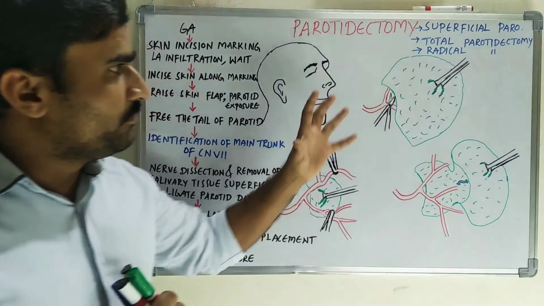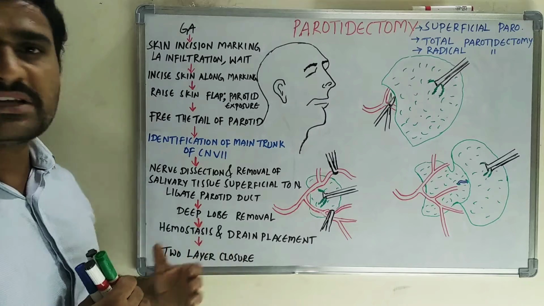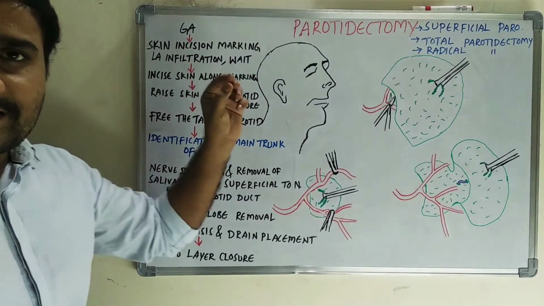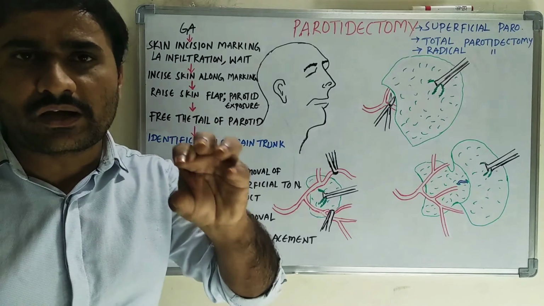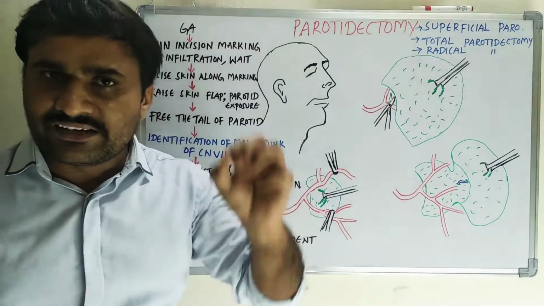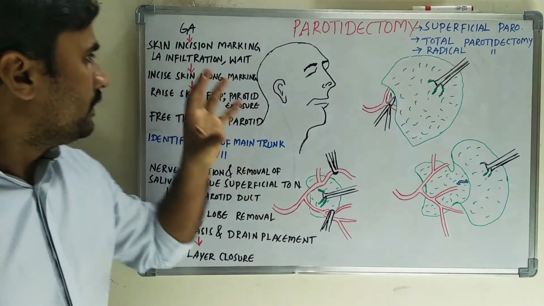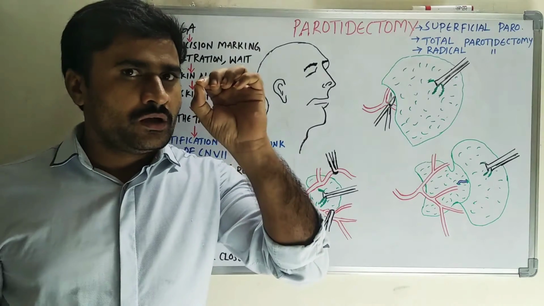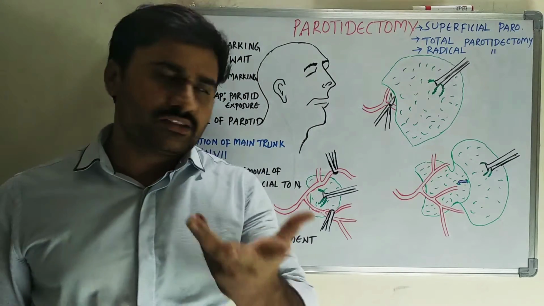Now we will discuss the step-by-step surgical procedure. This is the flowchart for it. You have to do it under general anesthesia, and after that, mark the skin incision and infiltrate local anesthesia for bleeding control. You have to infiltrate only in the skin incision marking region, not the entire region, because the local anesthesia may obstruct intraoperative monitoring of the facial nerve. So inject only in the area of the skin incision and wait for 3 to 5 minutes.